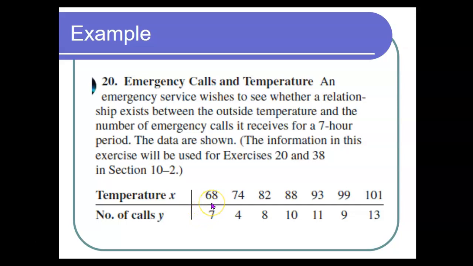So there was one day when the temperature got up to 68 degrees and they got 7 emergency calls. And there was one day, the one on the end there, when the temperature got up to 101 degrees and they got 13 emergency calls. So we want to know, is there a relationship? Like maybe on hotter days, they got more calls to the emergency service. So that's our data. That's our values for X and Y, X being the temperature and Y being the number of calls.